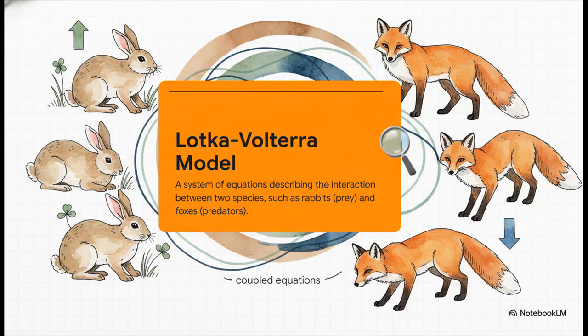This classic dance is described by a really famous set of equations called the Lotka-Volterra model, and it's genius. It sets up two coupled equations. The growth rate of the rabbits depends negatively on the number of foxes. Makes sense, right? More foxes means fewer rabbits. But the growth rate of the foxes depends positively on the number of rabbits, because that's their food source. It's the same rate in, rate out logic, but for populations.